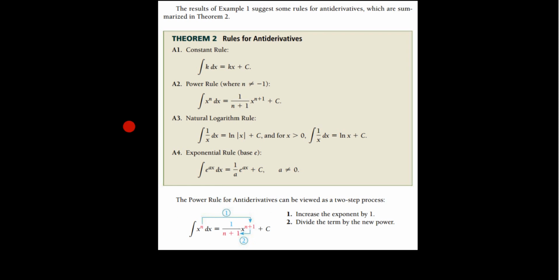I mean, it says the same thing that A2 does, but we kind of see the process here. So we take the exponent, okay? Again, this is step one. We take the exponent and we increase it by 1. And then step 2, we're going to divide the term by the new power. So whatever the new power is, we're dividing by that.